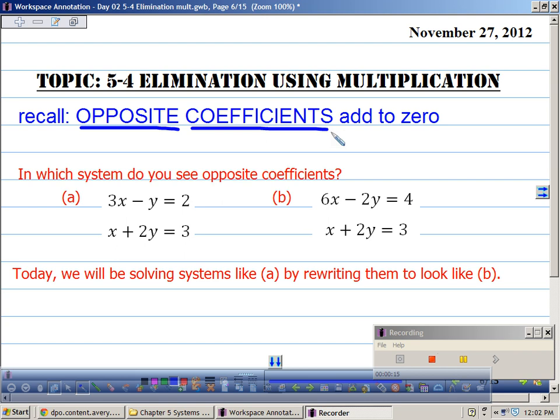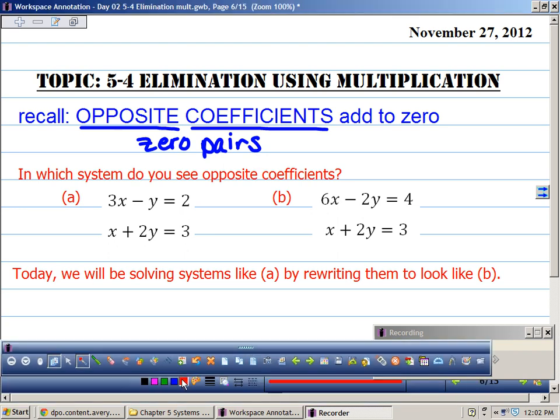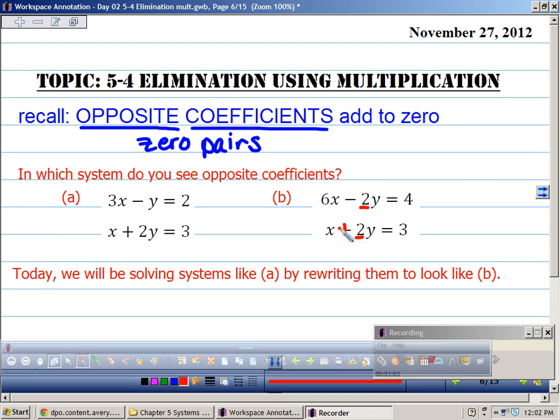What's our first step in this equation right here? Zero pairs. Zero pairs, right? So I call this zero pairs. But really what it is is opposite coefficients. Coefficient is always the number in front of a variable. We know that these are opposite coefficients because this one is positive and this one is negative.